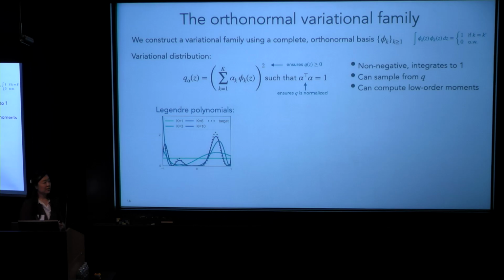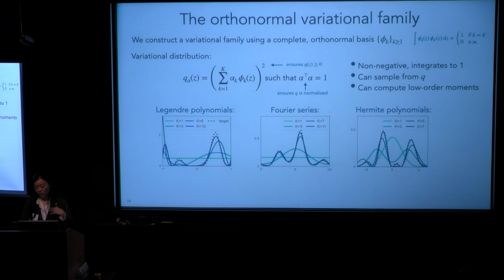And just to give you a sense of the expressivity, I'm going to show several examples of different basis sets. So the first one is coming from Legendre polynomials, where the black dashed line represents the target we're trying to approximate. And as the blue colors get darker, this is using more and more basis functions. So you can see it's getting more and more flexible. And you can see this with these other two examples of Fourier series and Hermite polynomials.